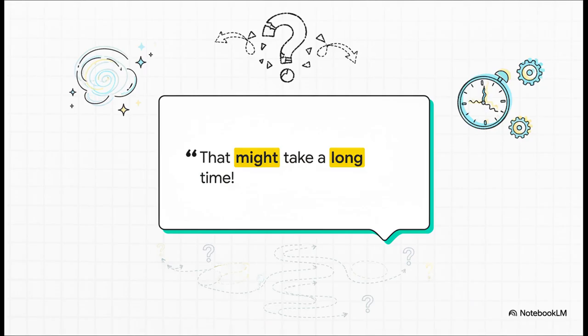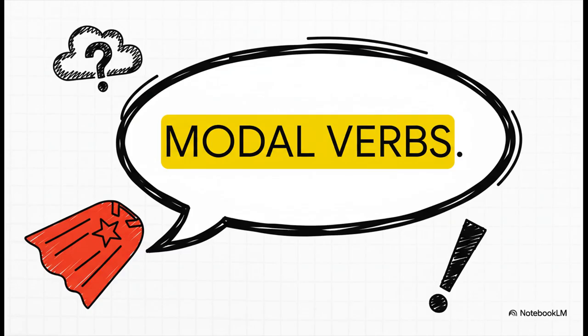And now, how about this one? That might take a long time. See how that one little word, might, completely changes the feel of the sentence. It takes a straightforward idea and injects a sense of possibility, maybe even a little bit of uncertainty. So what's the connection? Well, you probably guessed it, they're all modal verbs. And that's exactly what they do.